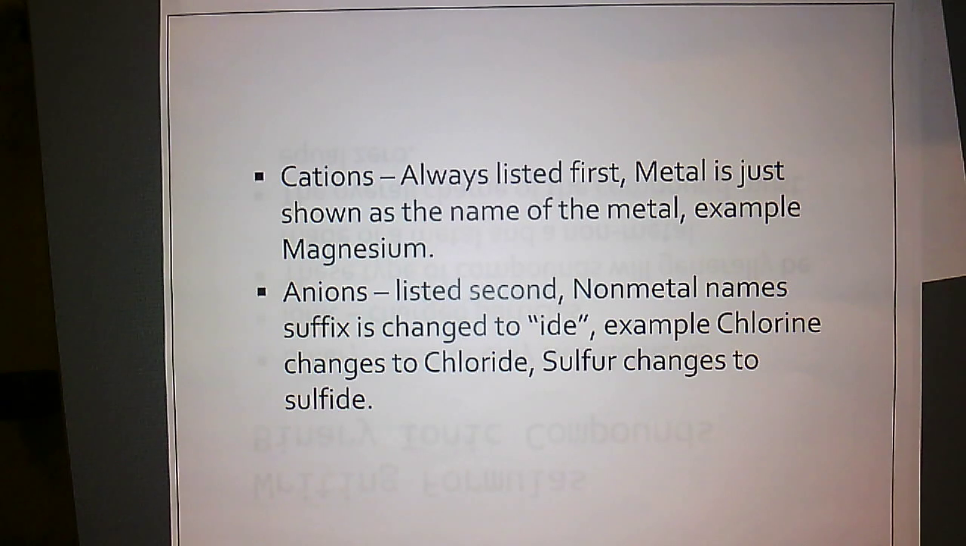The anions are listed second. The nonmetal suffix is changed to IDE. So for example, chlorine becomes chloride. That indicates it's in a compound. Sulfur, sulfide. And guys, I do give a little bit of grace on this, even on the test.